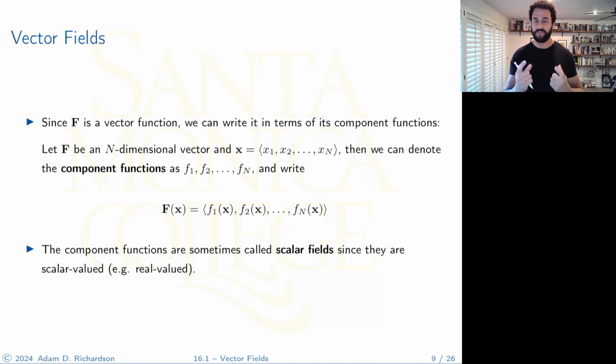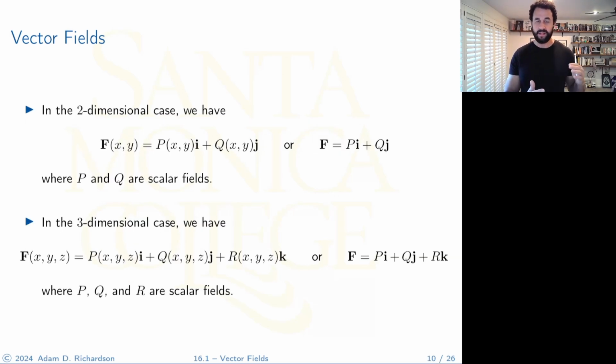This is one of the reasons for that, just to set you up for this kind of confluence of ideas at the end of the course here. All right. So in the 2-dimensional case, we can describe our vector field F in terms of its component scalar fields. We can call the first one P, and we can call the second one Q.